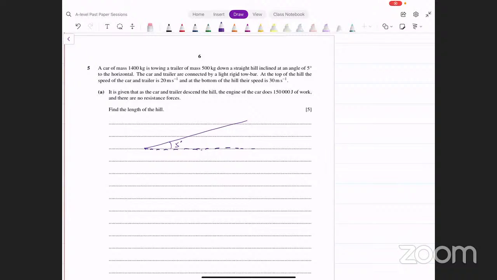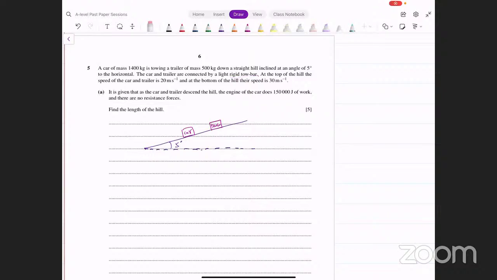Now, a car of mass 1400 kilograms is towing a trailer of mass 500 kilograms. There's a car and there's a trailer. Car tow kar rahi hai usko, trailer ko. Are they moving down? Okay, so they're moving down the hill. So basically, car yahan pe niche hoegi because that's towing the trailer. Trailer aapke paas upar hoega. They're connected by a light, rigid tow bar.